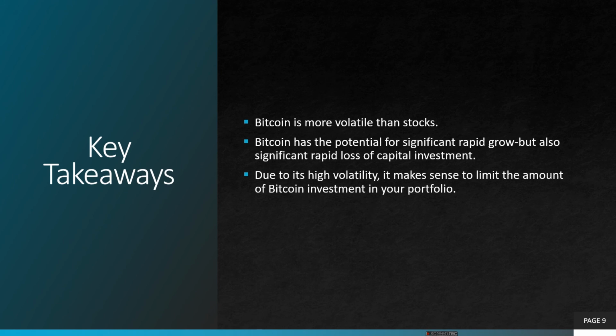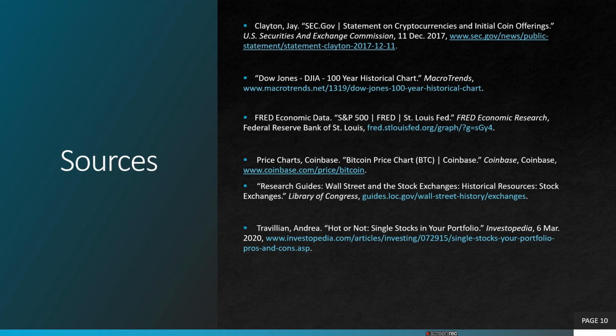Key takeaways. Bitcoin is more volatile than stocks. Bitcoin has the potential for significant rapid growth, but also significant rapid loss of capital investment. Again, if you get into Bitcoin and you have a strong strategy and you are savvy in it, then you can make your investment at the right time, and within a matter of a few hours in some cases, or a few days, you could significantly increase your capital investment. At the same time, you could also lose it just as fast. Due to its high volatility, it makes sense to limit the amount of Bitcoin investment in your portfolio.